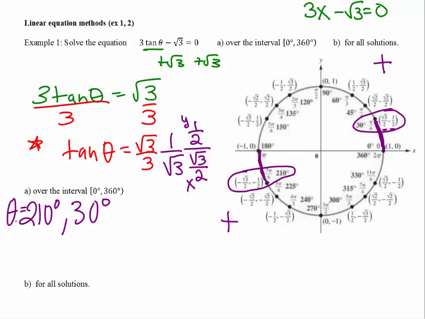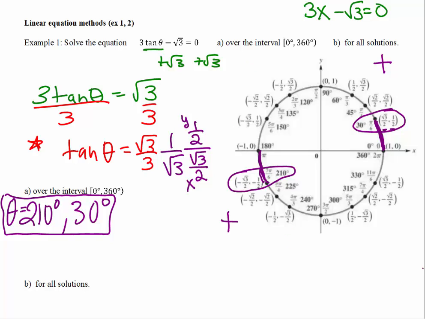So the angle that has a tangent value of positive square root of 3 over 3, there are two angles that have that positive tangent value, and that would be 30 degrees in quadrant 1 and 210 degrees in quadrant 3. So we always want to make sure that we look in both quadrants where that trig function is positive. Now these are our two solutions over the interval 0 to 360 degrees.